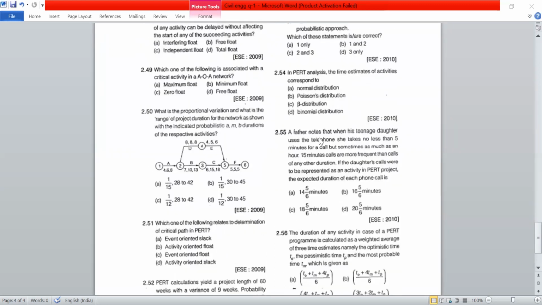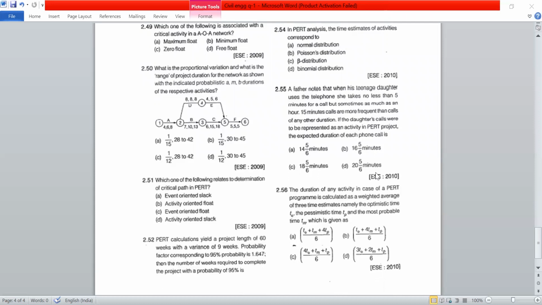So a father notes that his teenage daughter uses the telephone. She takes no less than 5 minutes for a call, but sometimes as much as an hour. 15 minute calls are more frequent than calls of any duration. If the daughter's calls were to be represented as an activity in a PERT project, the expected duration of each phone call is 20 5/6 minutes.